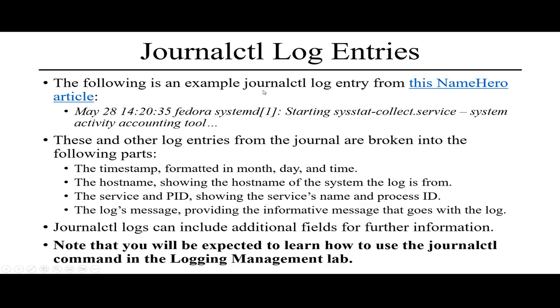So here's an example of a journalctl log entry. We have the month, May, and the day, 28. We have the time here, and then we have the system that it's on, which is a Fedora. In this instance, systemd, and then we have the message itself. So here are the parts of these log entries in journalctl. We have the timestamp formatted as month, day, and time. We have the host name, showing the name of the system the log is on, the service and PID showing the service's name and process ID, and then we have the log's message, providing the informative message that goes with the log. Journalctl logs can also include additional fields if you want.